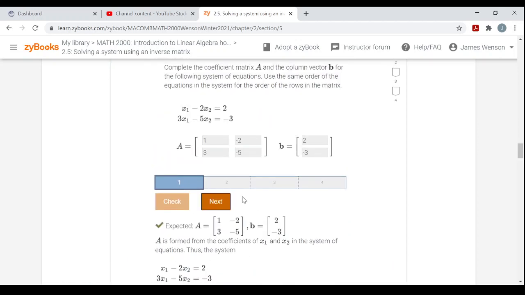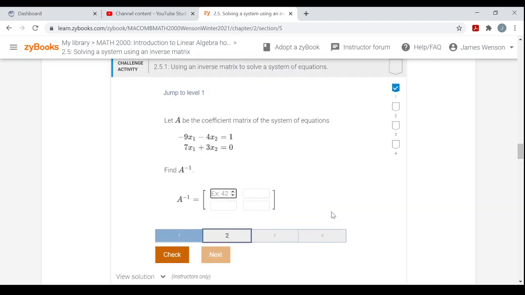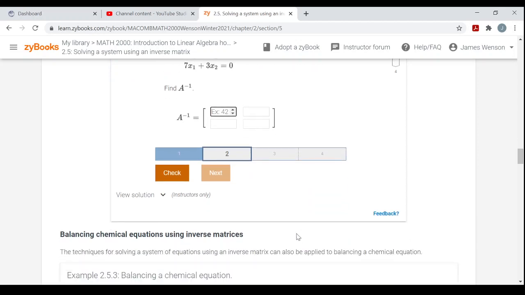Wow, I hope they're not all that easy. So let's see the next one. Now you're asked to find A inverse. So remember, A is the coefficient matrix with the negative 9, 7 down the first column, negative 4, 3 down the second column. And then you can find A inverse. And then they might ask you for solutions in the last two. So again, I'll leave that to you.